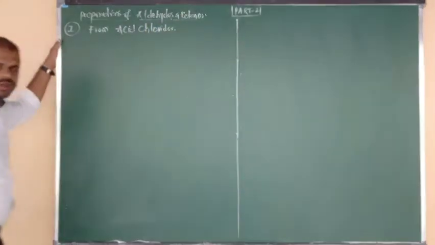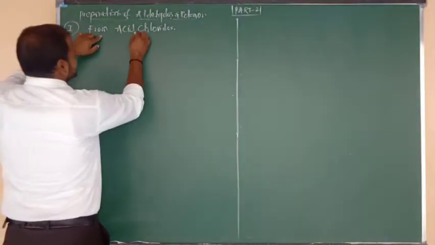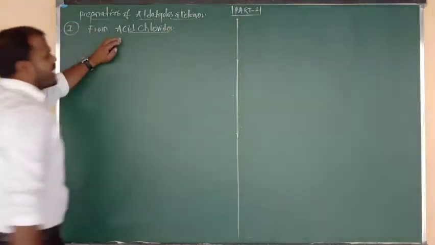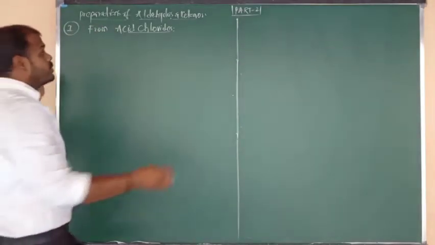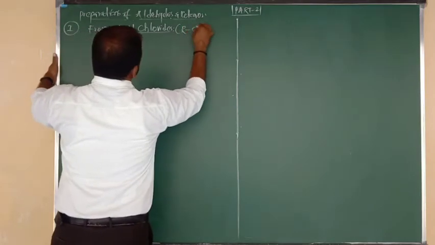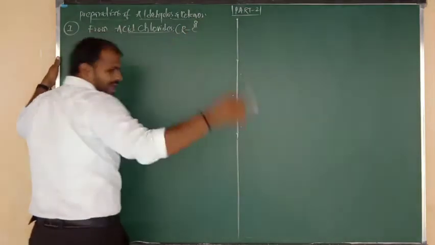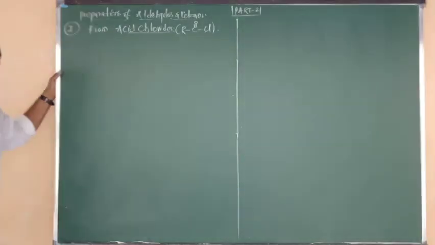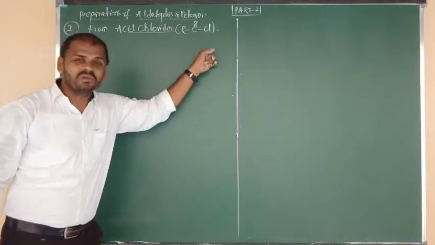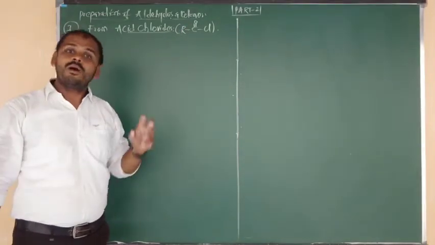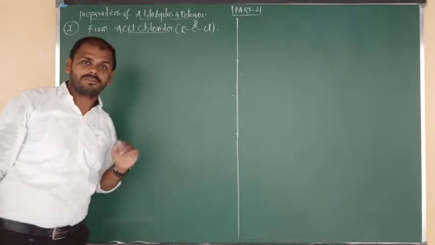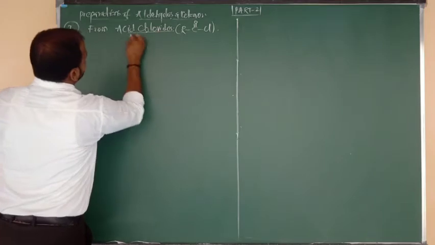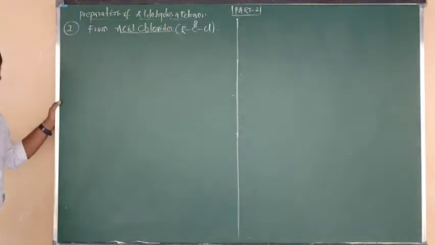Of course, any acid halide you can take. But as per our syllabus, I am going to write here acid chlorides. They are nothing but an example of acid halides. You know the formula of acid halide: R bonded to C double bond O, C double bond O bonded to X. But here I have written acid chloride. This is the formula. This is known as acyl chloride, or acid chloride, or acetyl chloride. No problem.